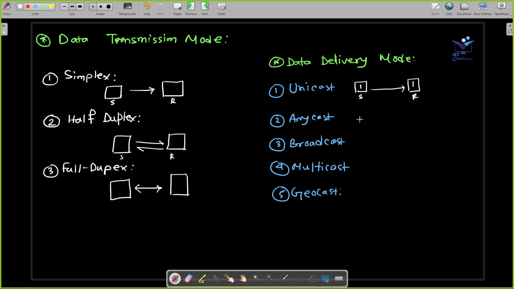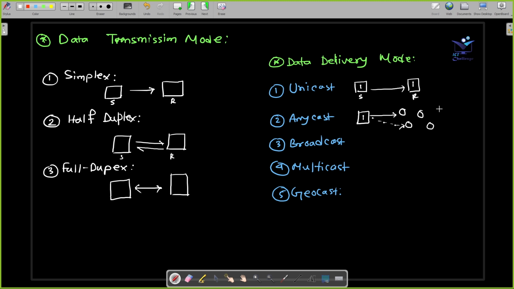So what is anycast? Here we have one sender but many receivers. We have a number of receivers, but we only transfer to the nearest and active receiver. This is called anycast. If the first receiver remains inactive, then we have to pass to the second receiver. So anycast means we can transfer to any kind of device.